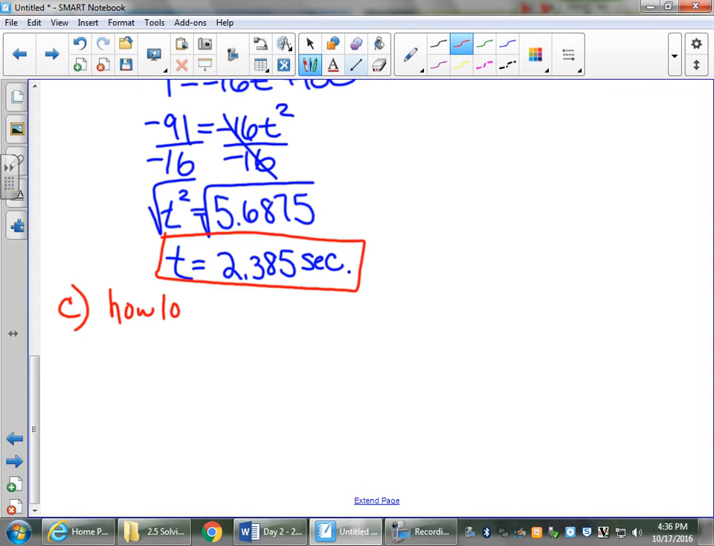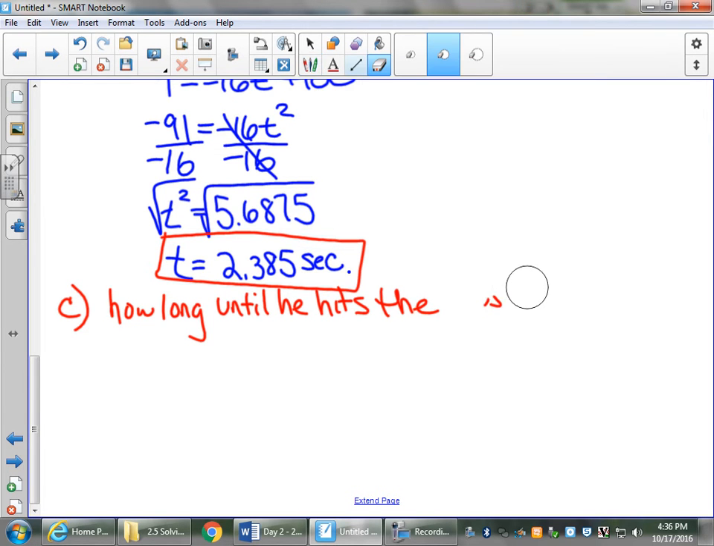So how long until he hits the ground? Pretending he completely missed the cushion. They put it in the wrong spot. Oops, so hits the ground, not cushion.